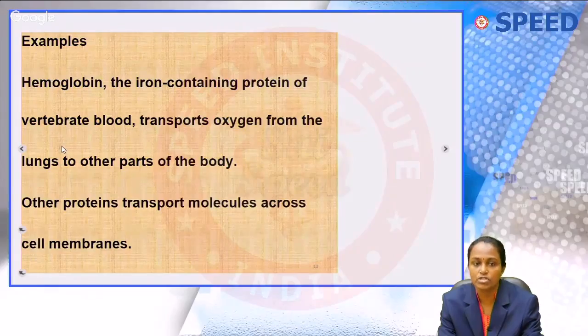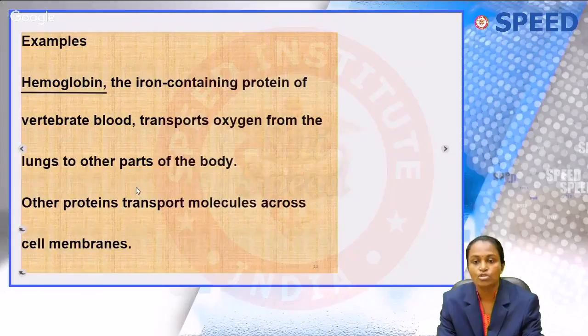Some examples of the transport. So first good example is hemoglobin. See, the blood has to travel throughout the body. So hemoglobin, which is the iron containing protein of the vertebrate blood, is going to take oxygen and transport it throughout the body.